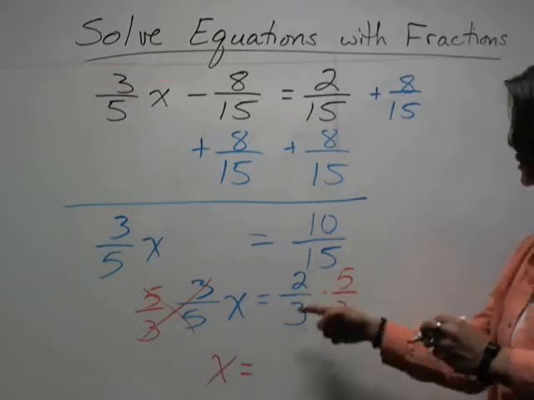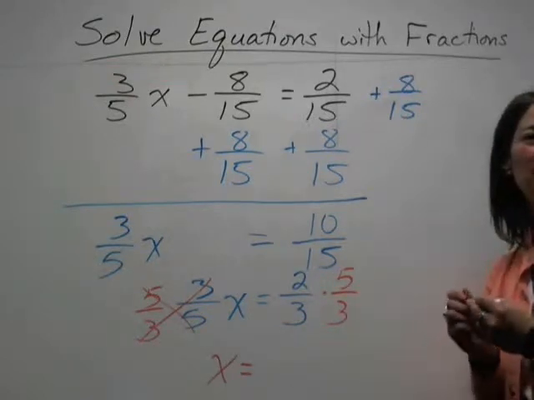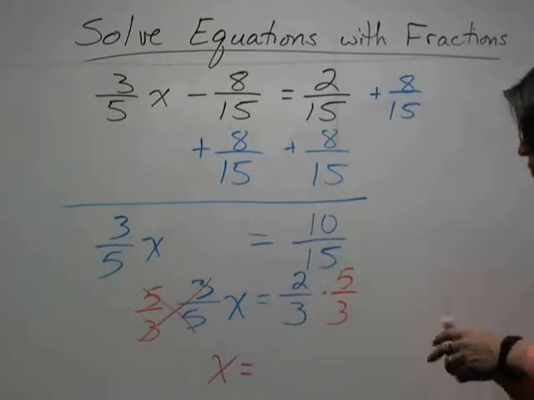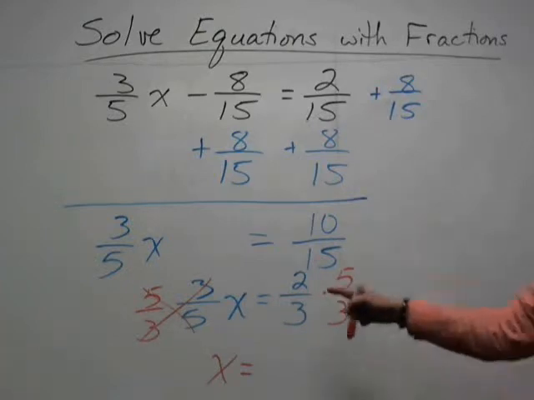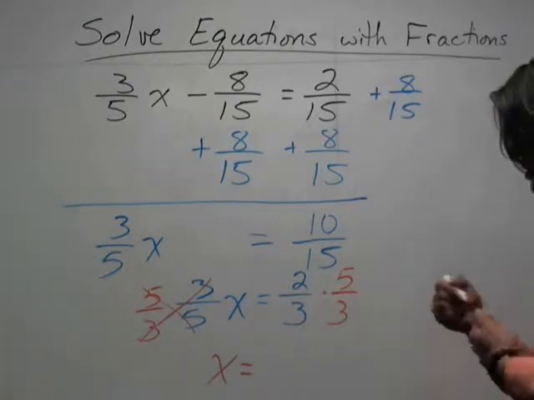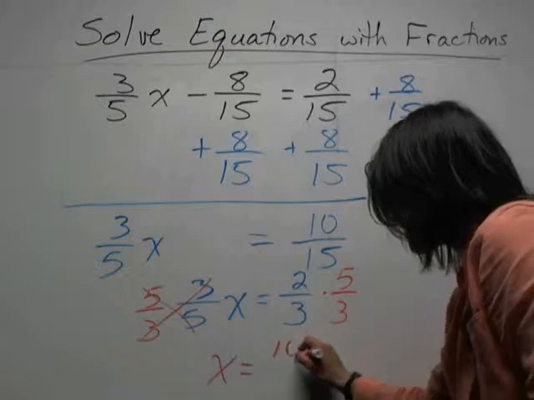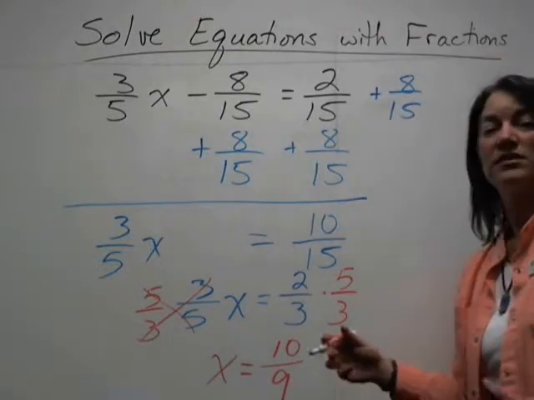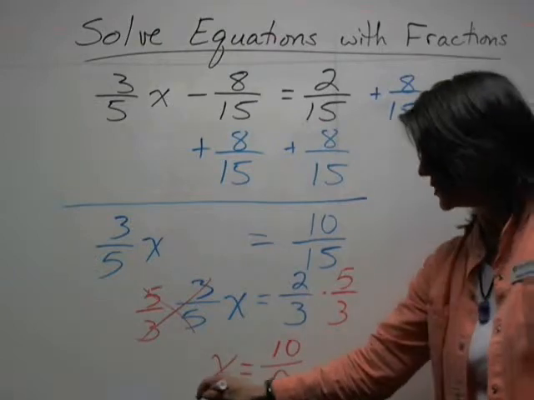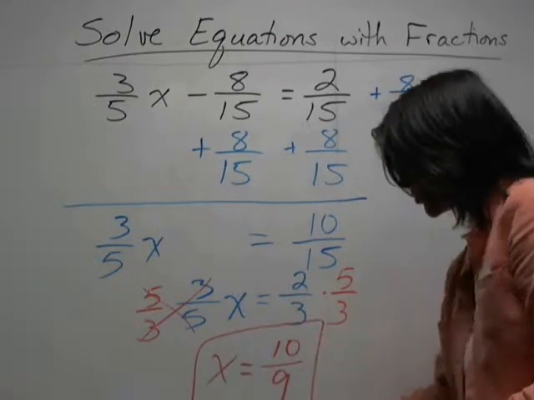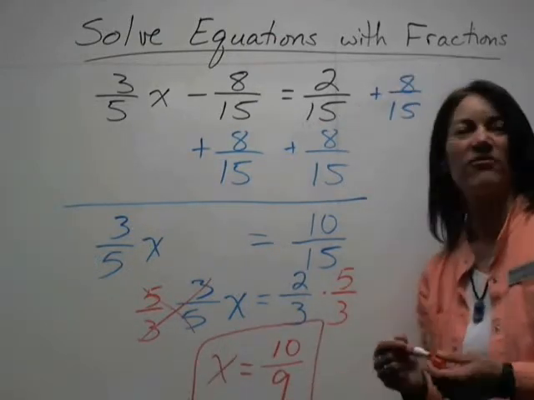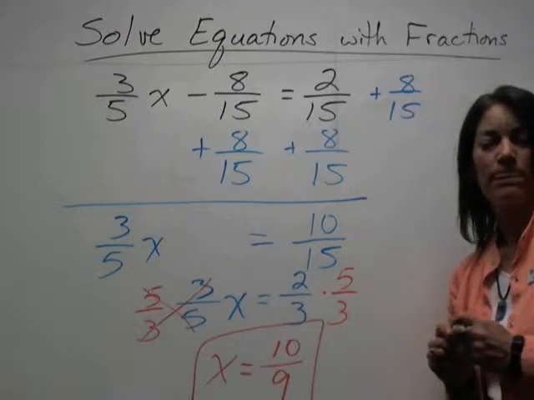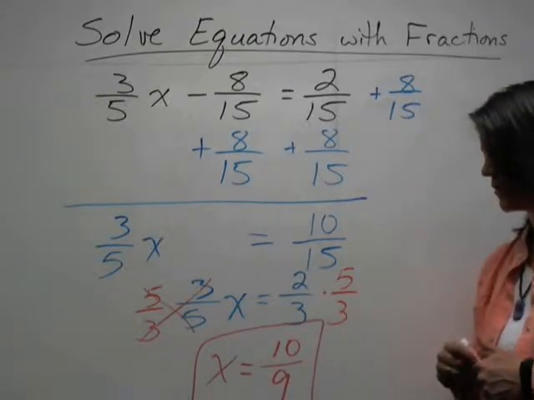Now be careful here, you can only cancel things on top that match with things on the bottom. We don't have anything that matches up, so we just simply multiply straight across. 2 times 5 is 10, and 3 times 3 is 9. And remember, this is an algebraic problem. We do not convert that to a mixed number. We leave it as an improper fraction. Okay.